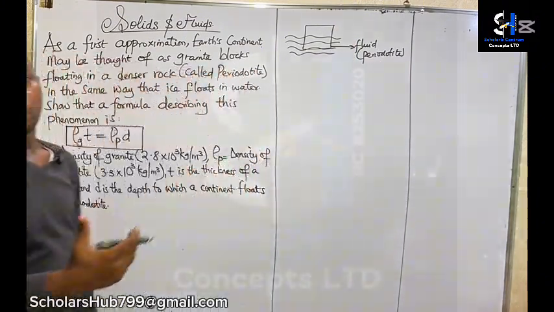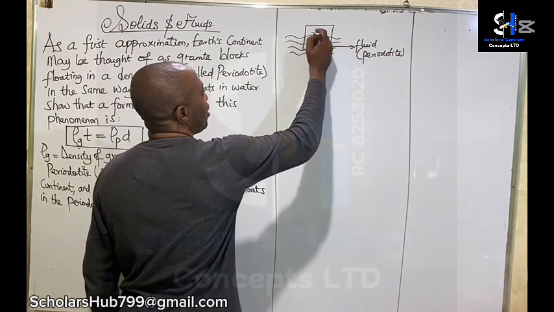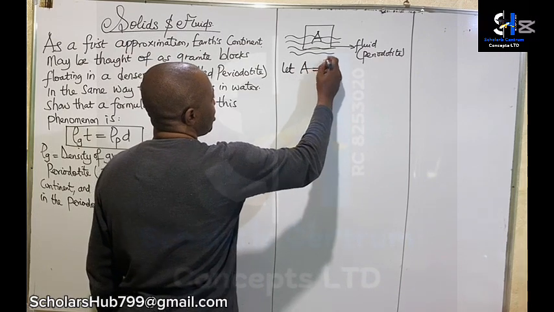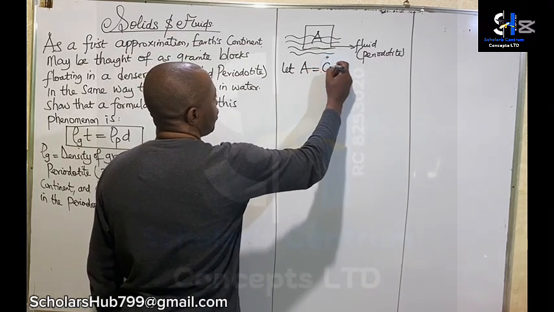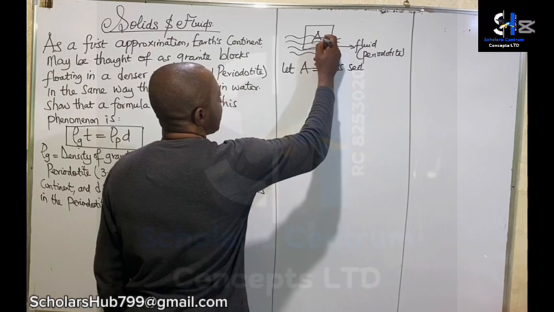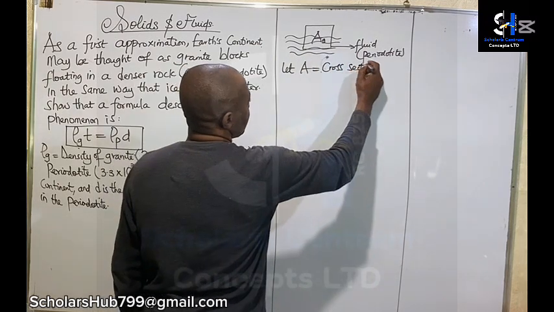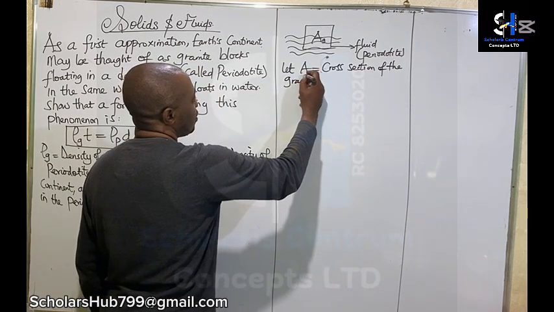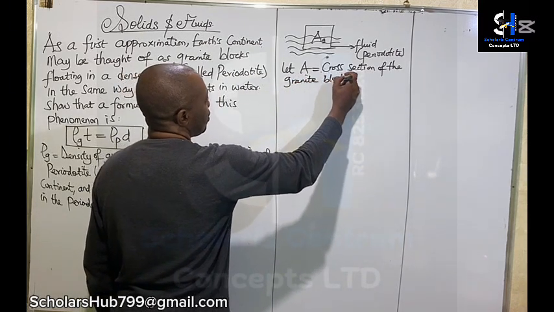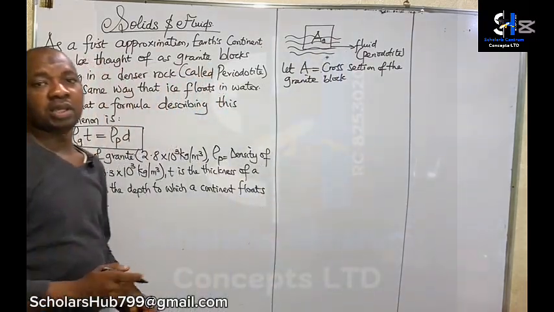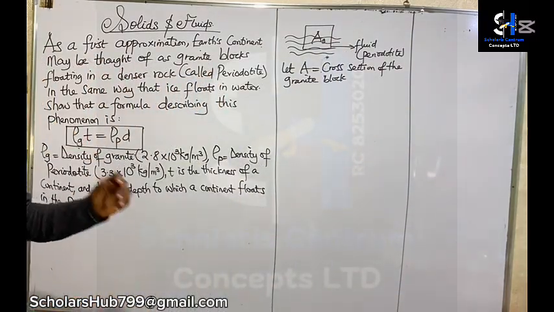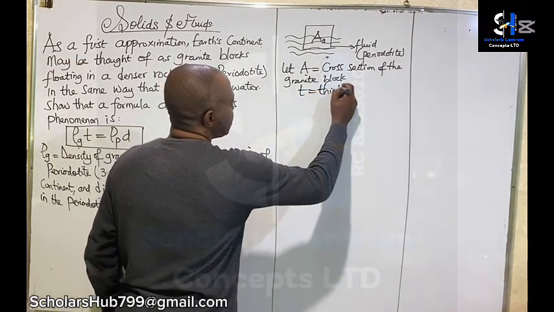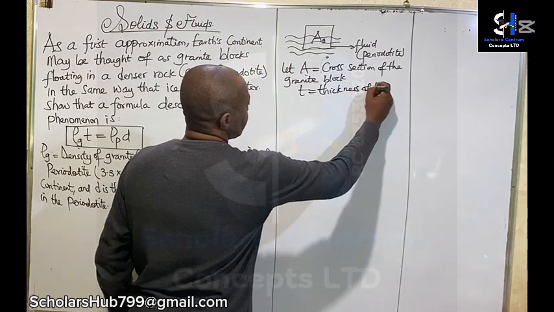Now we have a column of granite. So let's say the cross-sectional area of the granite is A. Let me put that as A_G, the cross-sectional area of the granite block. Now the thickness of the granite is also important, just like what we have here, T. Let T equal the thickness of the granite.